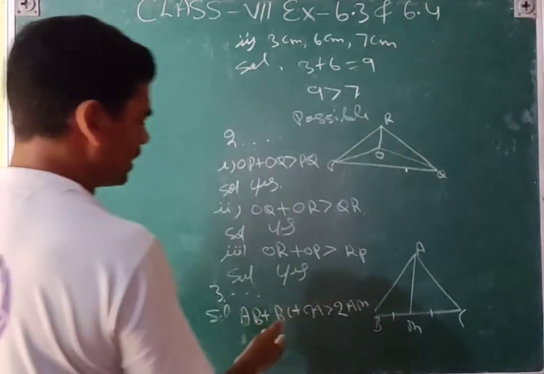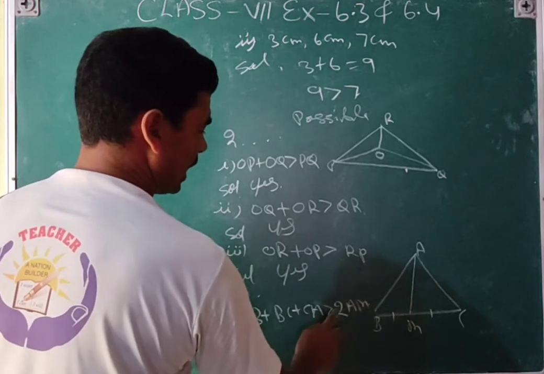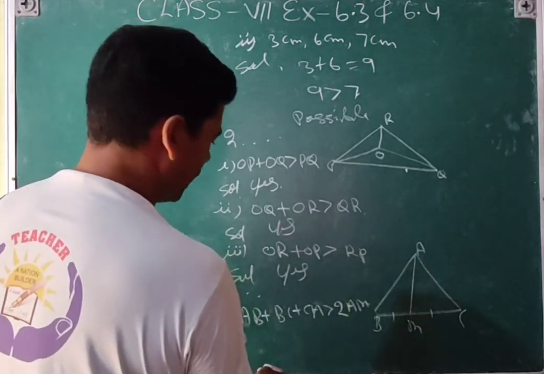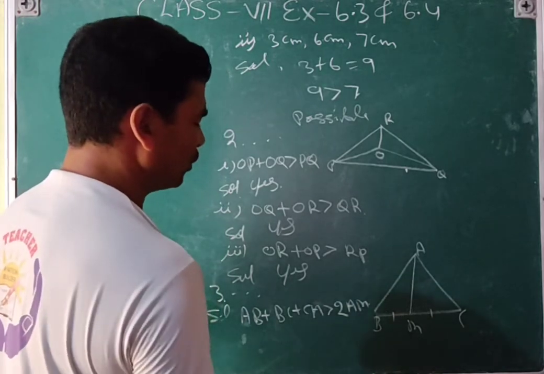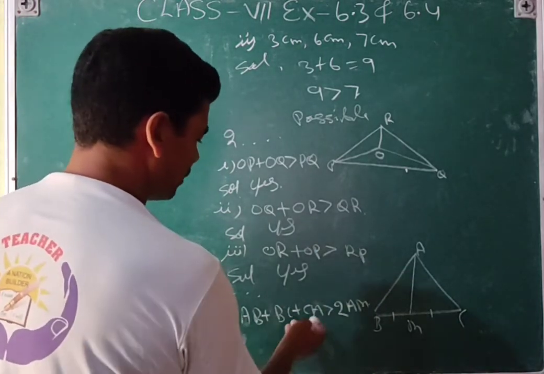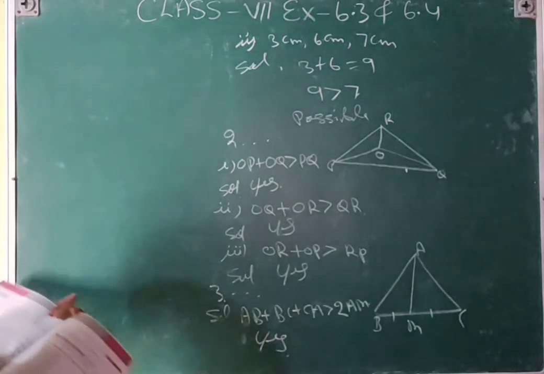Obviously you know that we are taking the two triangles, and then 2 has come here. So if the other two sides will be greater than 2 AM, then that will be yes, because you are looking at greater here. So yes is just sufficient.